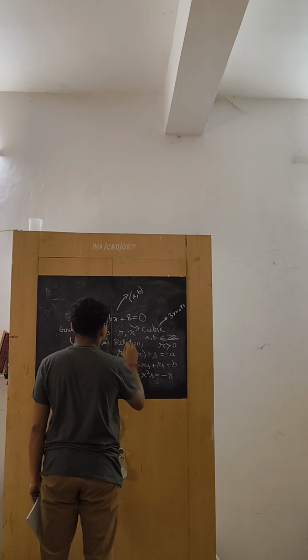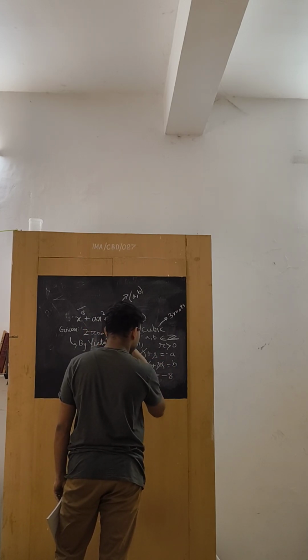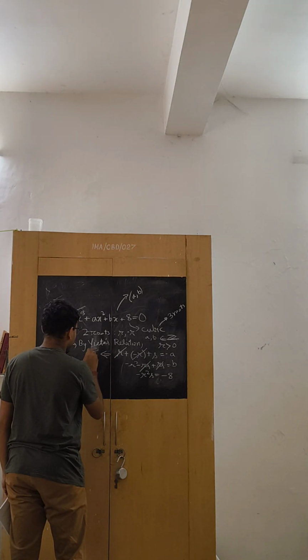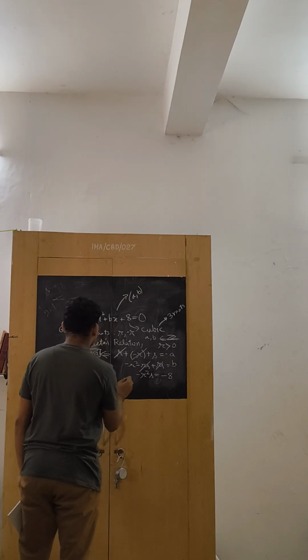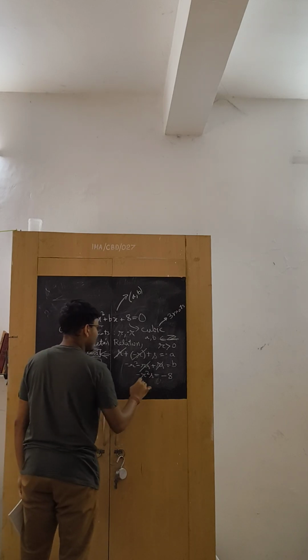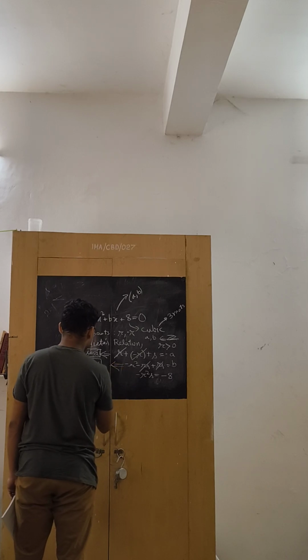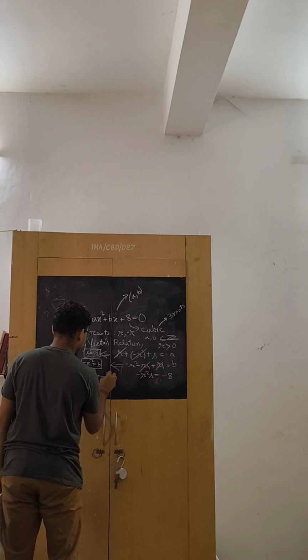You can see some terms are getting cancelled. So r and minus r get cancelled here, and here minus rs plus rs. What we are left with, I will write down here: s is equal to minus a, minus r square is equal to b, and minus r square s is equal to minus 8.